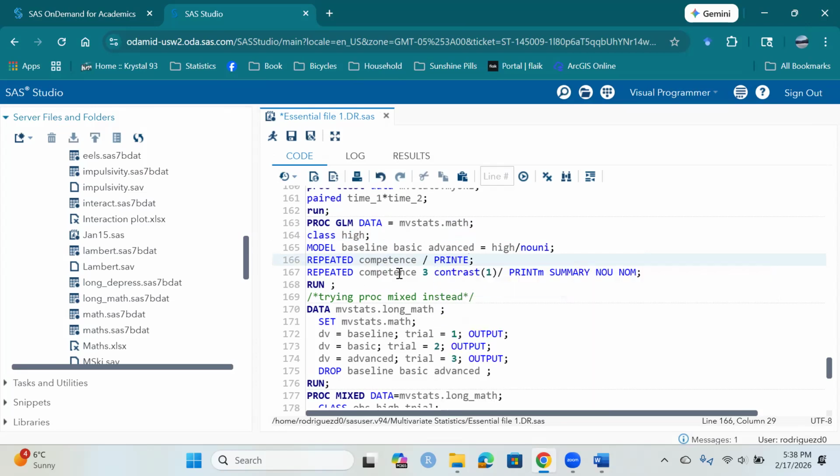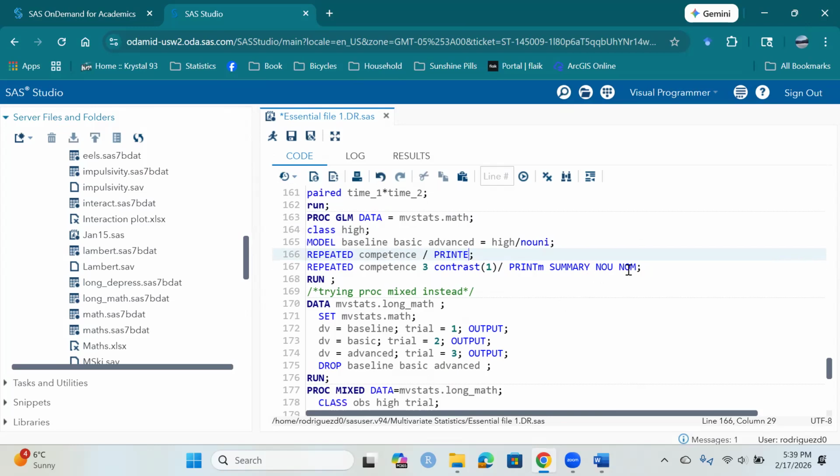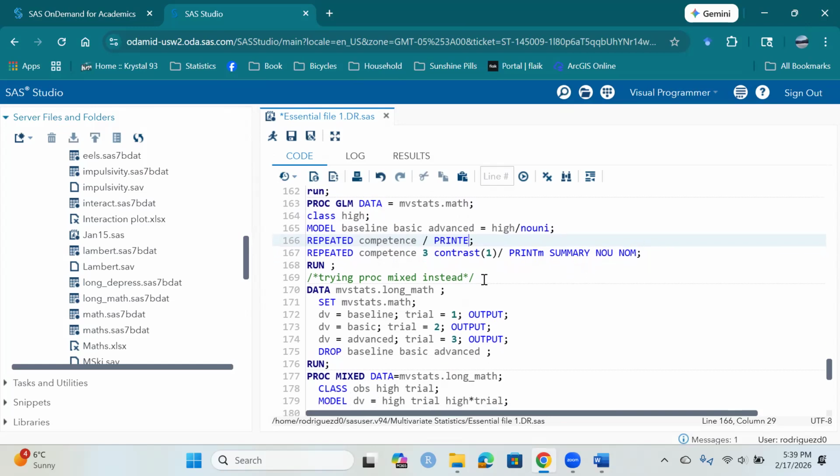And then our competence variable has three time points, or levels: baseline, basic, and advanced. And we're going to use a simple contrast. We're going to compare every subsequent value to the first value. So basically, we're going to compare basic to baseline and advanced to baseline. Then we also suppress a lot of statistics here that we don't really need, okay? So let's go ahead and run this.